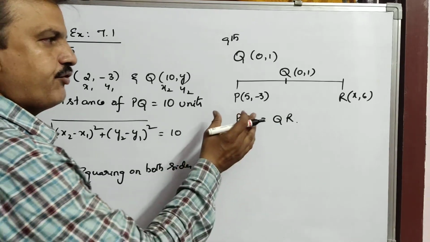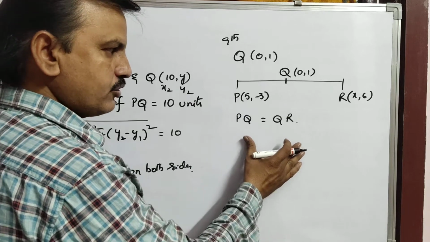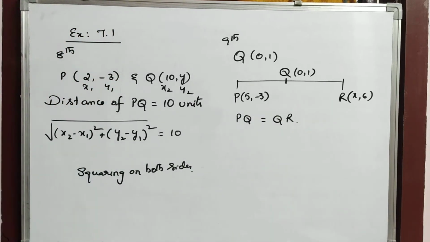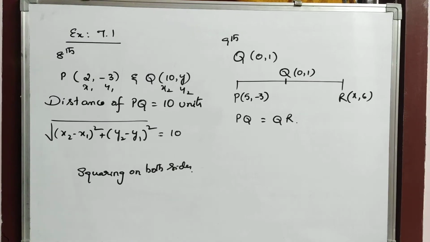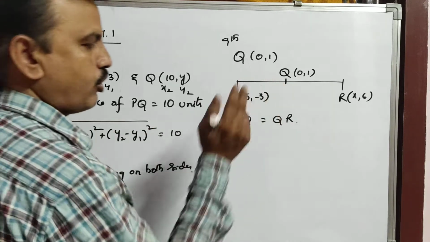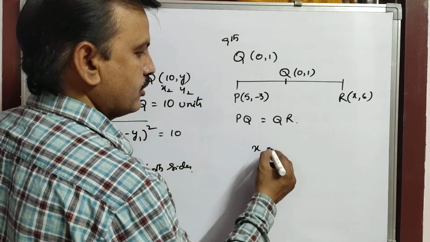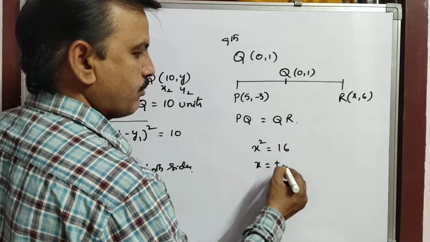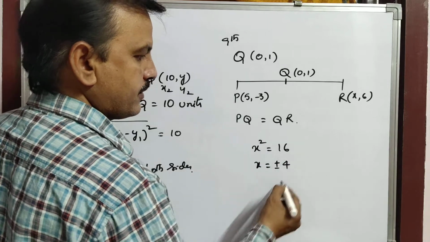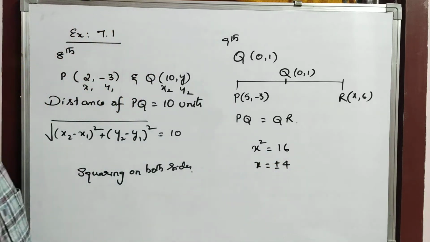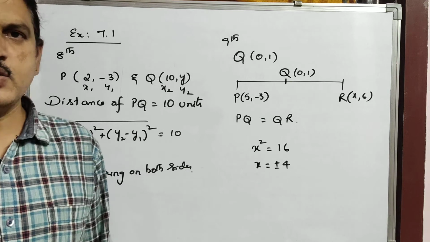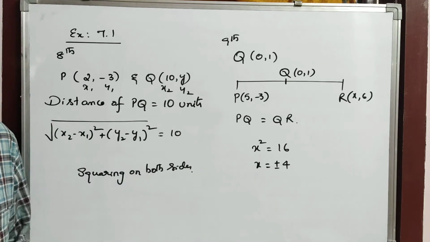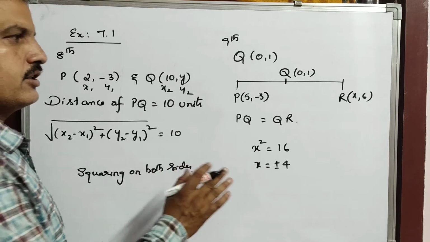Then if you solve that, you will get the value of x. Suppose if I solve this, you may get x square equals 16. You may get x value plus or minus 4. Why? Because the square root of 16 is plus 4 or minus 4. So you get the x value plus or minus 4. Up to here it is finished.